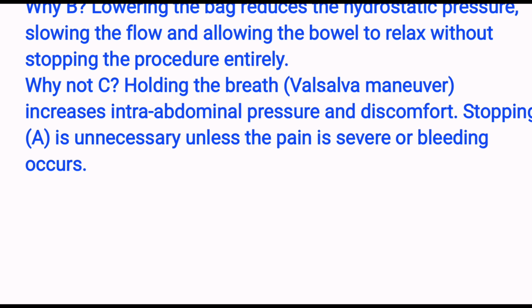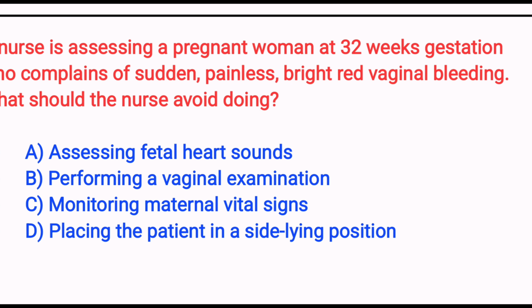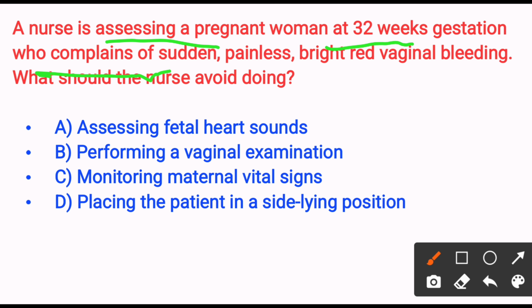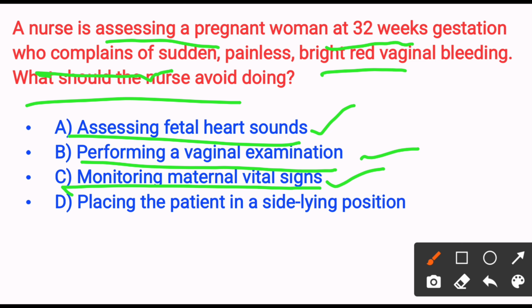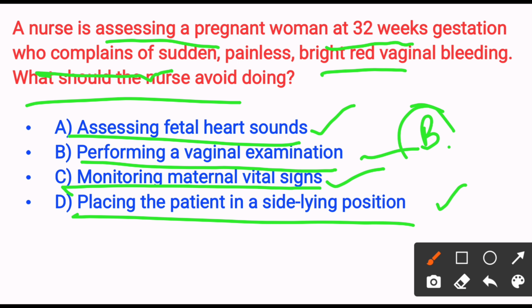Next, a nurse is assessing a pregnant woman at 32 weeks of gestation who complains of sudden painless bright red vaginal bleeding. What should the nurse avoid doing? Option A, assessing fetal heart sound. Option B, performing a vaginal examination. Option C, monitoring maternal vital signs. Option D, placing the patient in a side-lying position. The answer will be option B, performing a vaginal examination.